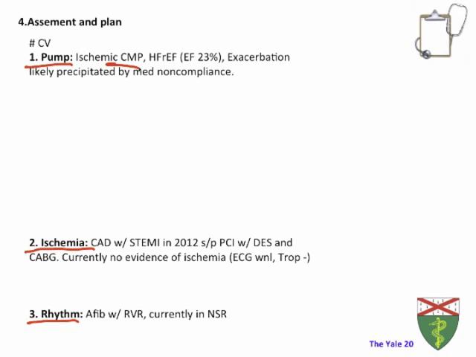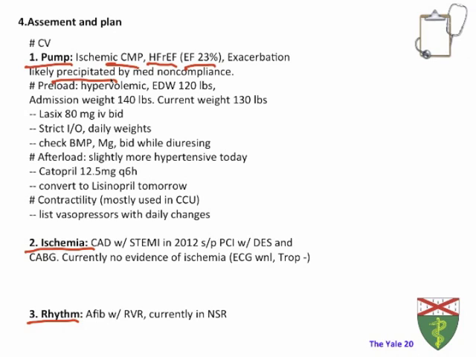In this case, ischemic. Is it a heart failure with reduced ejection fraction or a heart failure with preserved ejection fraction, so a diastolic heart failure? What is the last EF? And what was the exacerbation most likely precipitated by? It makes a difference whether it's medication non-compliance or ischemia, a heart attack. Then I think about 3 issues: preload, afterload, contractility, just like we did in all the previous slides.